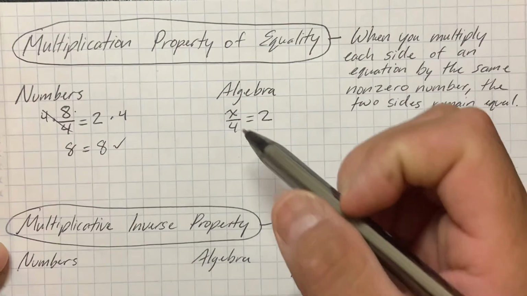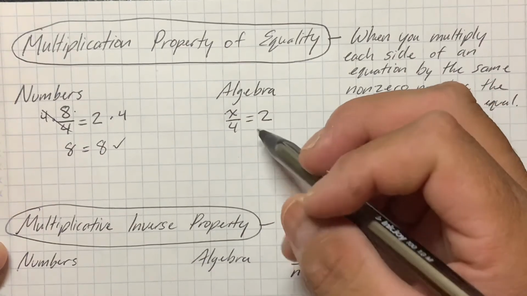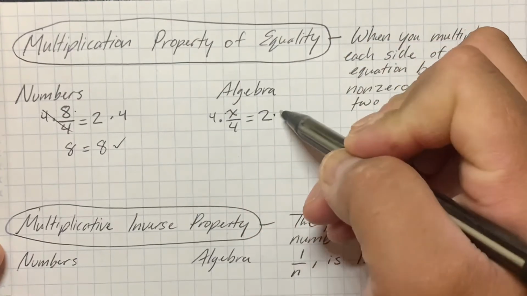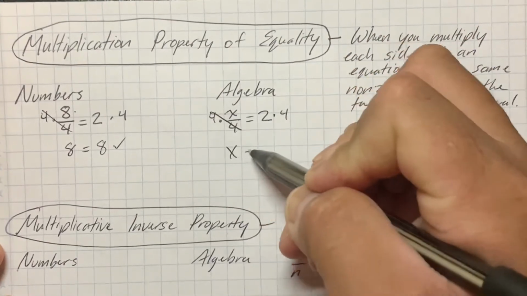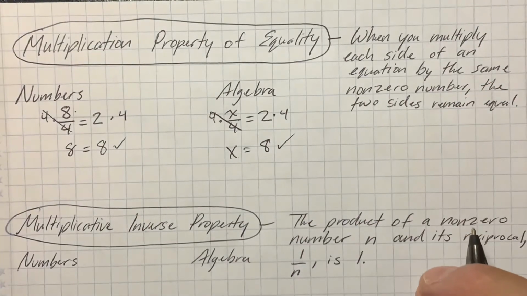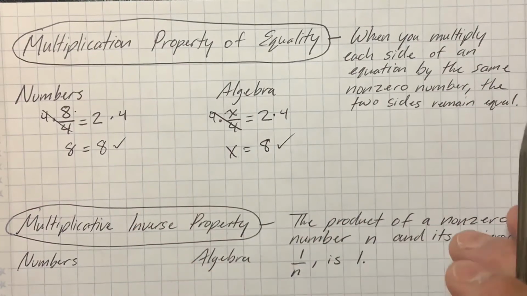Same thing algebraically. If I were to have x over 4 equals 2, and if I were to multiply each side by 4, then x would equal 8 again. Okay, so there you go, and that makes that true. And again, 4 is a non-zero number.